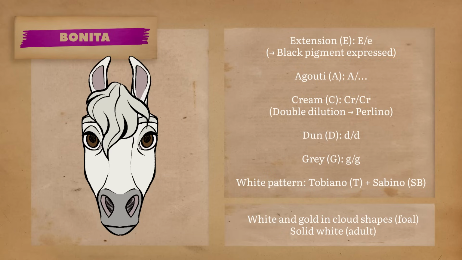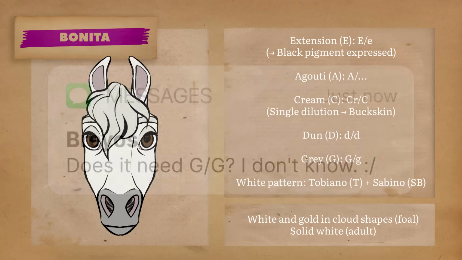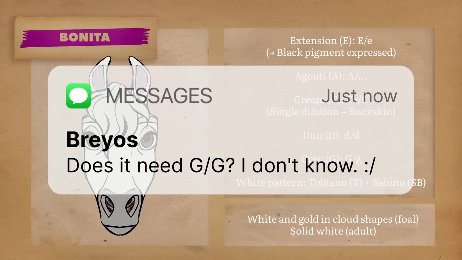So, going back to her genotyping, we know she has at least one capital E to make her black based. She has at least one capital A to become a bay horse. Now she can have a single cream gene to become a buckskin, no dun dilution, and one graying gene, which turns her coat grey over time.